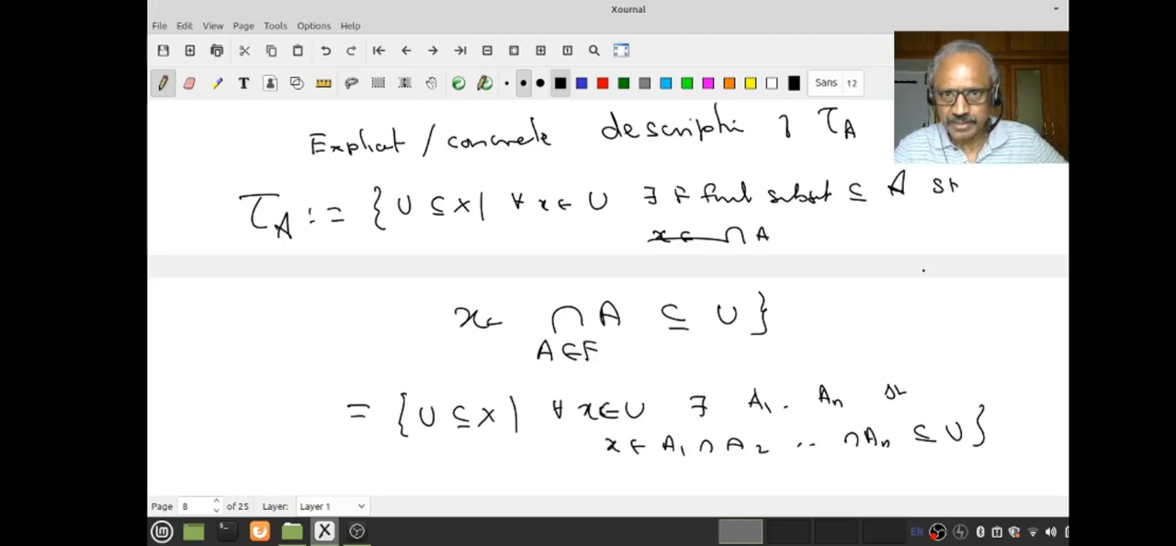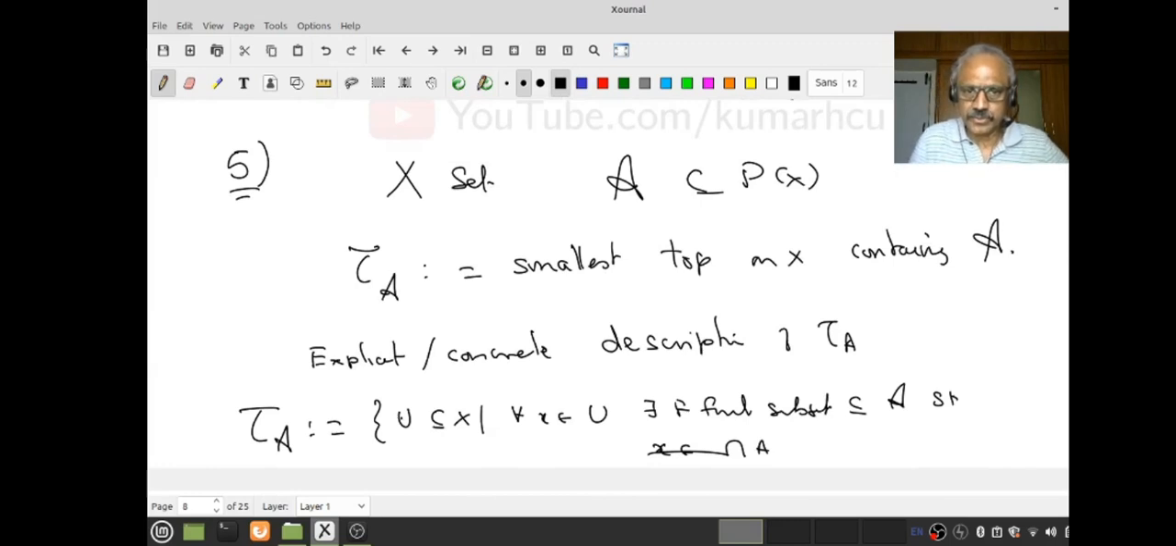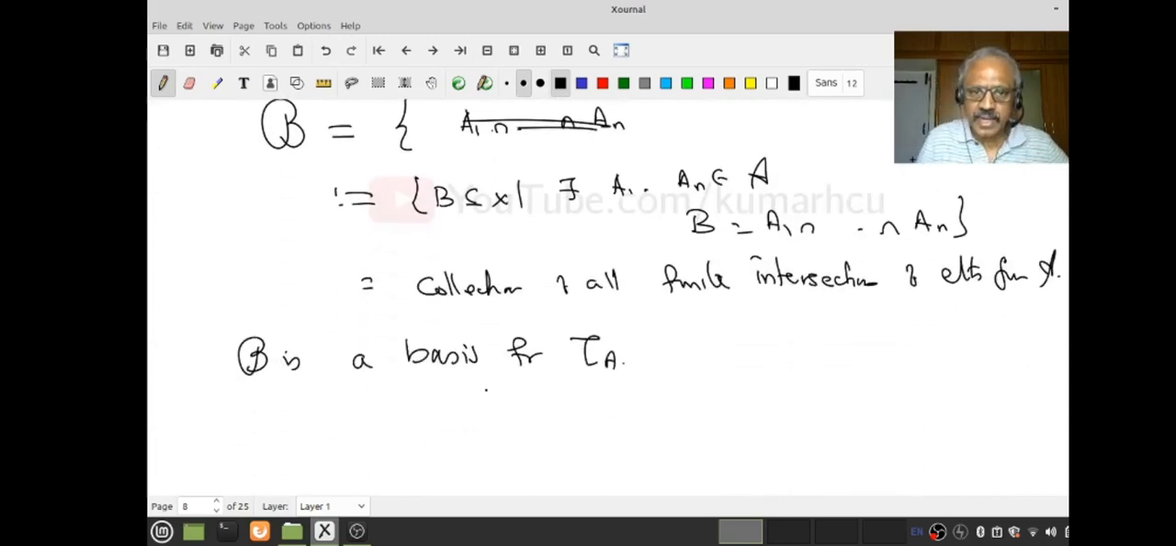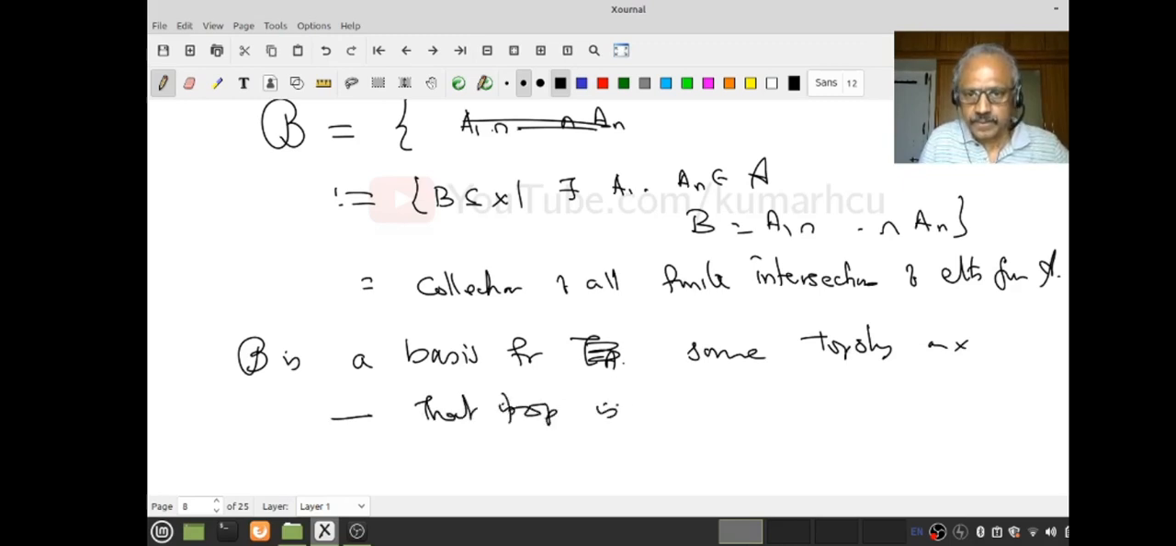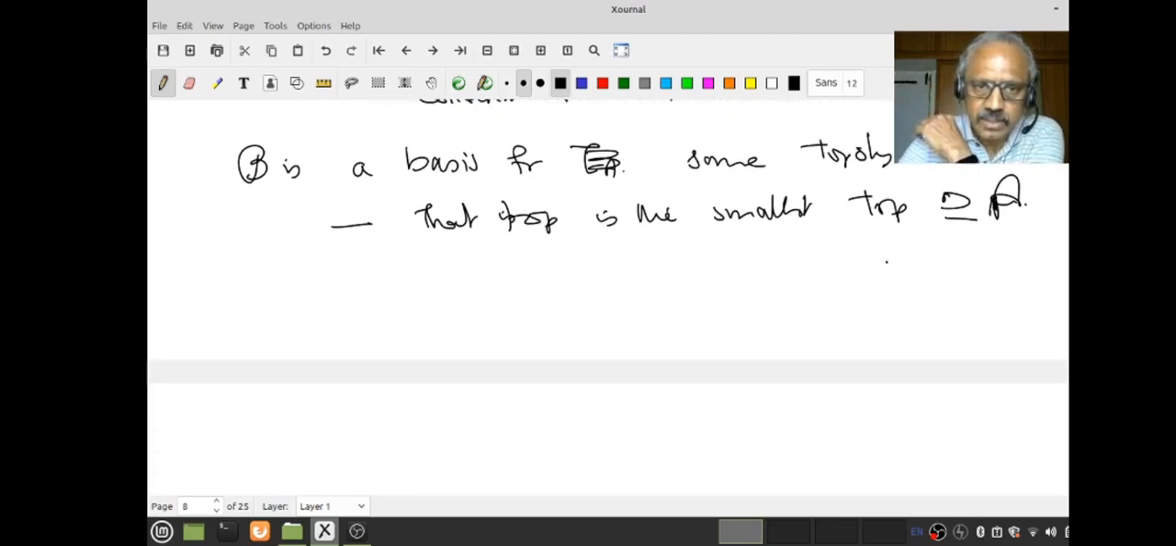please follow me, do not be intimidated. What I did, I directly gave without introducing a basis. So what I have is a script B defined like this, finite intersection. Then I say it's a basis for some topology on S, and that topology is the smallest topology containing A. You understand? What we did was we directly defined the topology tau A. Do you understand this?